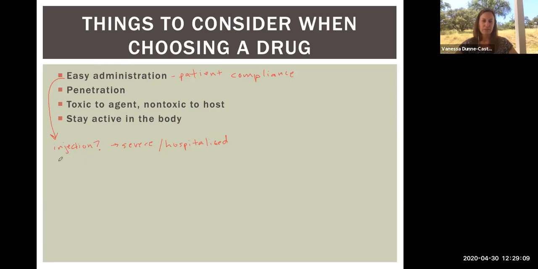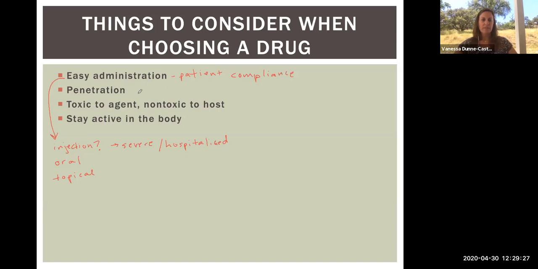So injection, of course, would be one. Oral is the most common, which is easier to take. Topical would be another, which is even easier sometimes to administer, right? So how are you getting this medication into or onto your patient?